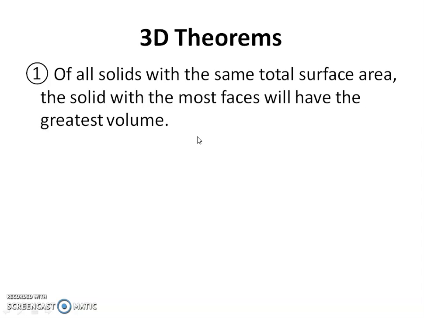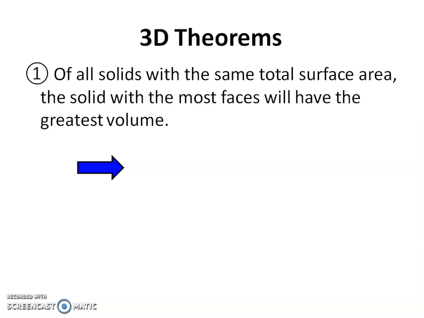And this is very much like the 2D theorem that said that for all shapes with the same perimeter, the shape with the most sides will have the greatest area. So instead of sides, we're talking about faces, and instead of greatest area, we're talking about volume. But the conclusion is similar to what it was in 2D.